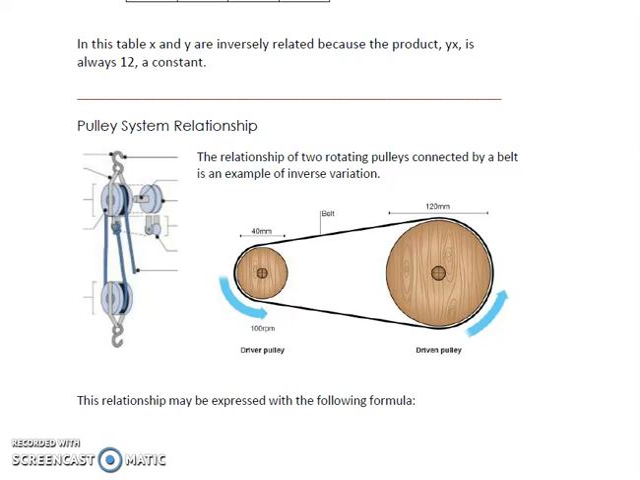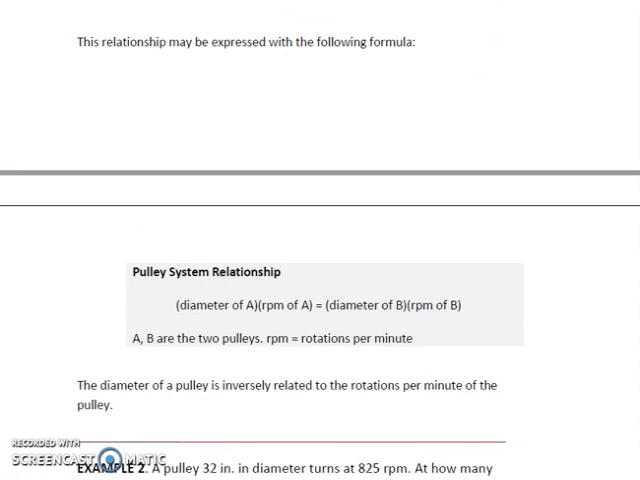Pulley system relationship. The relationship of two rotating pulleys connected by a belt is an example of inverse variation. This relationship may be expressed with the following formula. The diameter of pulley A times the rotations per minute of pulley A is equal to the diameter of pulley B times the rotations per minute of pulley B. The diameter of a pulley is inversely related to the rotations per minute of the pulley.